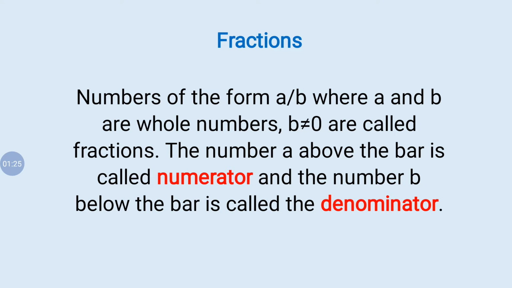The number of the form a by b, where a and b are whole numbers, b is not equal to 0, are called fractions. The number a above the bar is called the numerator and the number b below the bar is called the denominator. So a by b is a fraction.